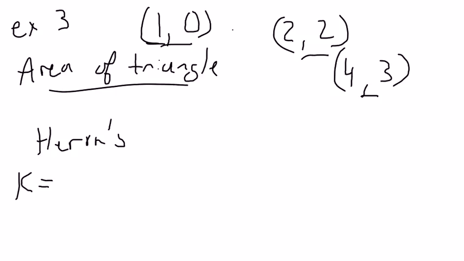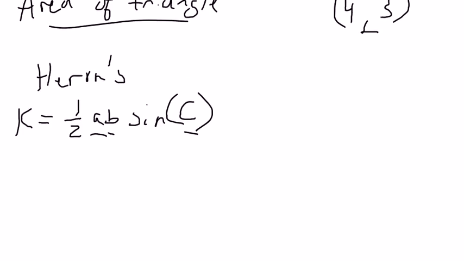We also used this formula: one half a b times the sine of angle C. Okay, there we'd have to find sides A and B, and then the angle in between them. Another method you've used in your past, area of a triangle is 1/2 base times height.